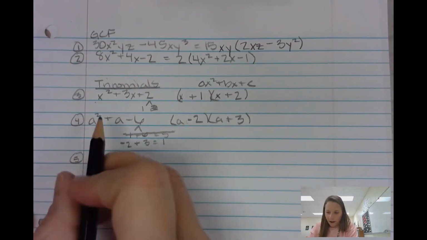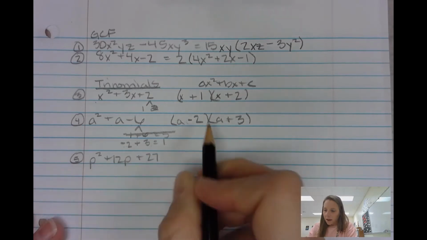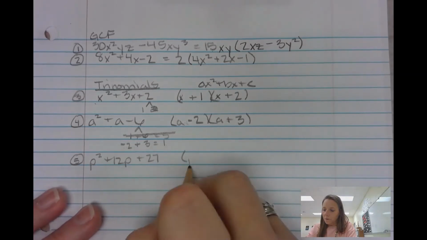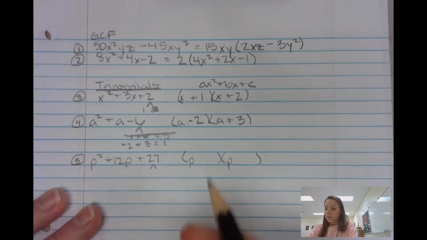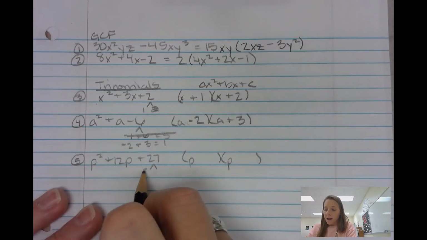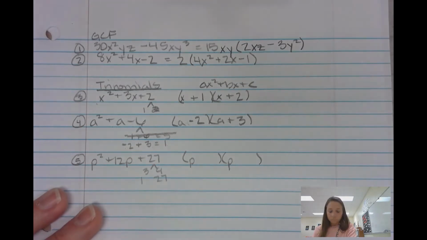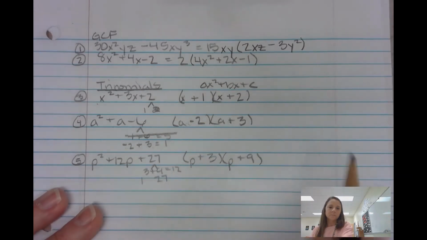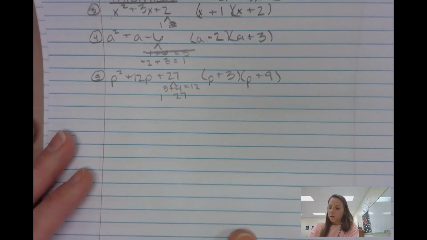Number 5, p squared plus 12p plus 27. At any time you can pause this and practice yourself, because you do need the practice. P and P, factors of 27 that add to 12. 27 is 3 and 9, 1 and 27, that's it. Do any of them add to 12? Yep, this adds to 12 right here. So positive 3 and positive 9. All right, moving right along. Okay, number 6.